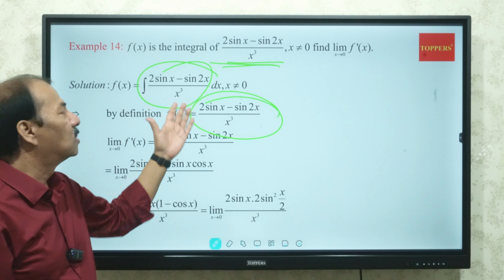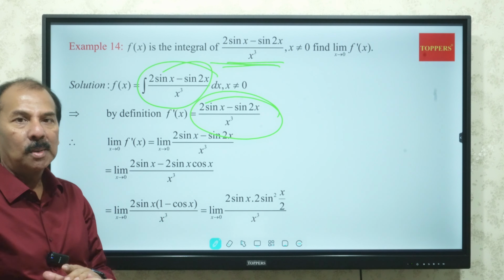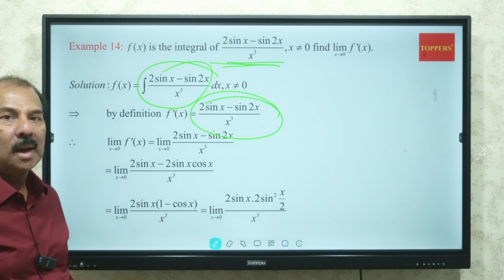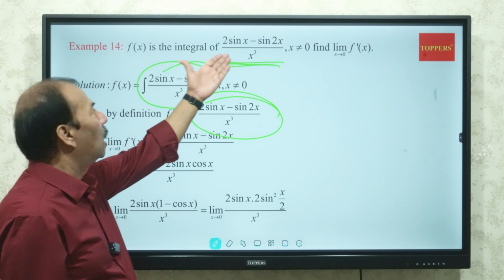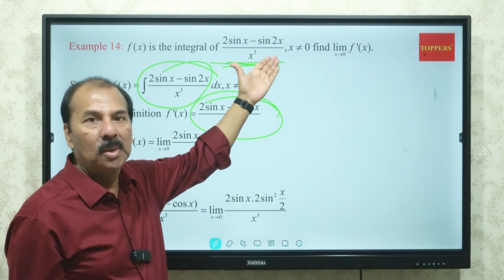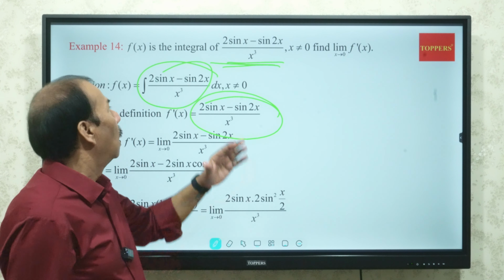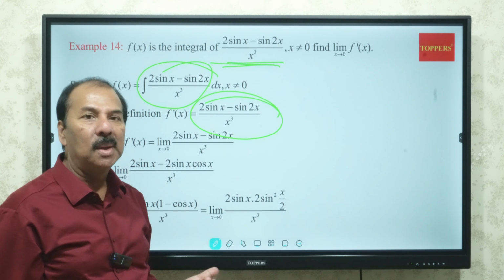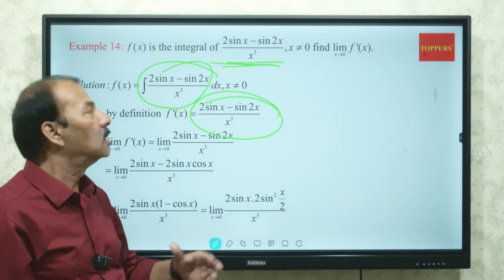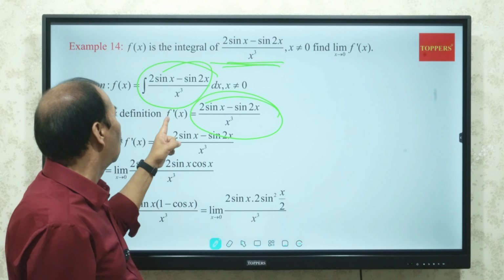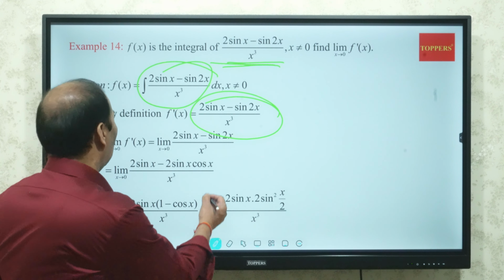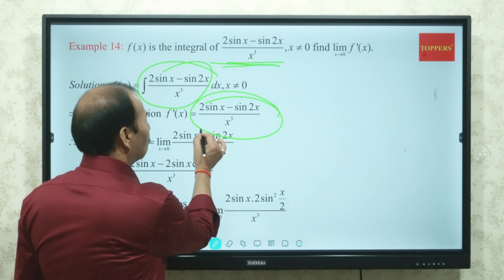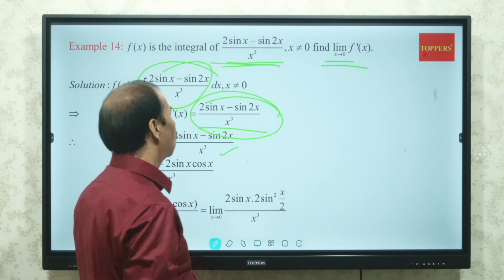So this is just the change of the term. You need not get apprehensive about what language is being used and what I need to calculate. f(x) is integration of this, and we have to calculate the limiting value of f dash x. So finally the function remains the same. So you are getting f dash x equal to this. So we have to calculate the limiting value of this when x tends to 0.